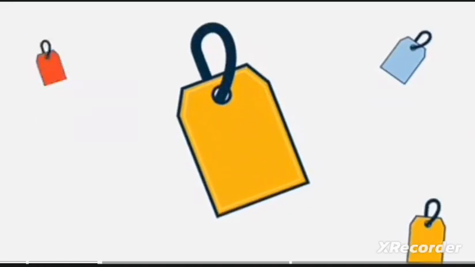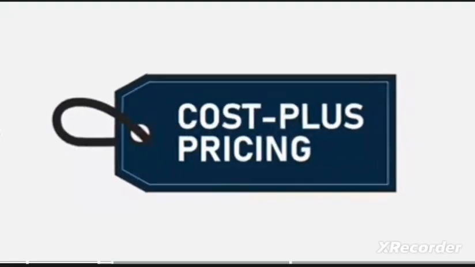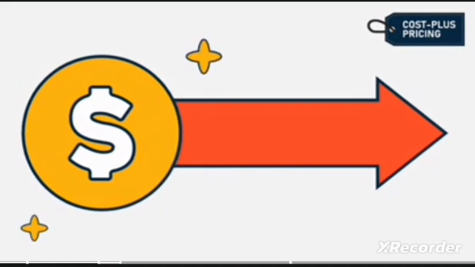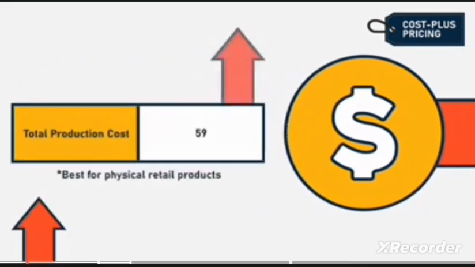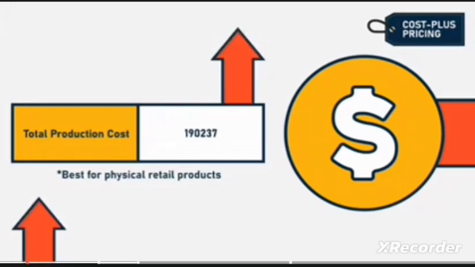There are various pricing strategies available for businesses. Here are the 7 most common pricing strategies in business. The first one, and is considered as the basic pricing strategy, is the cost-plus pricing. Cost-plus pricing is the sum of your total production costs plus the markup, or the amount added to the base price to cover overhead and profit.